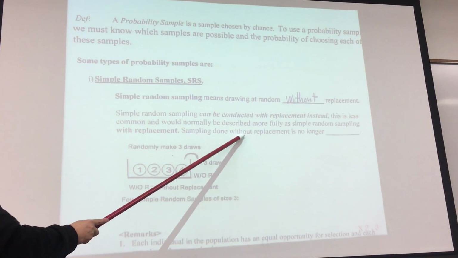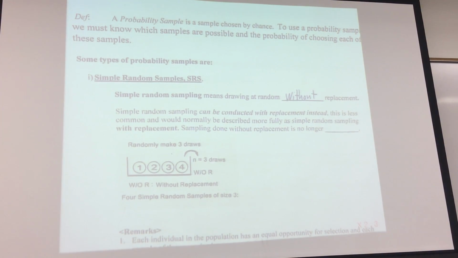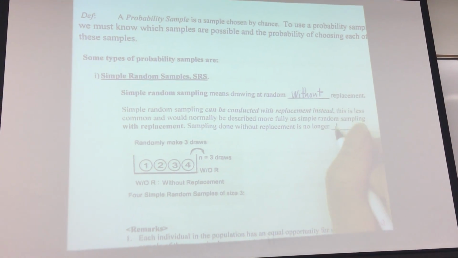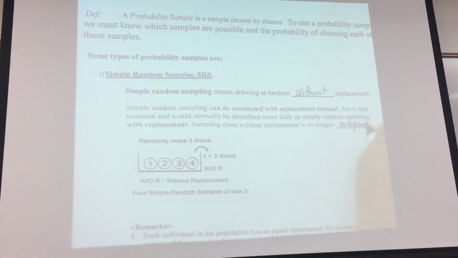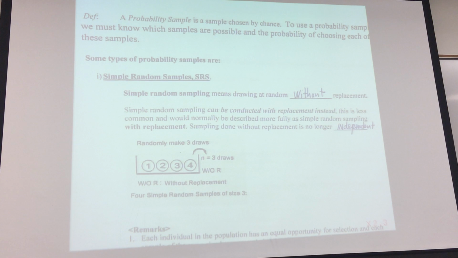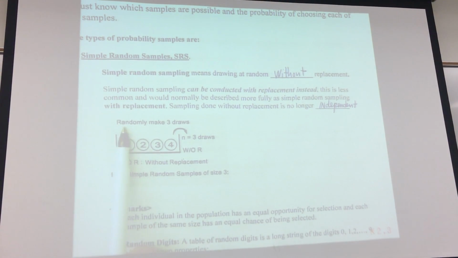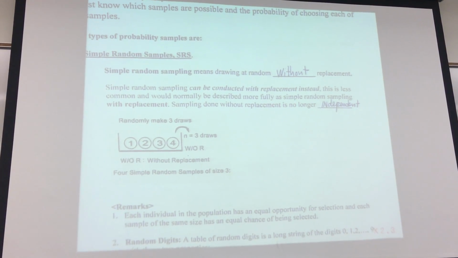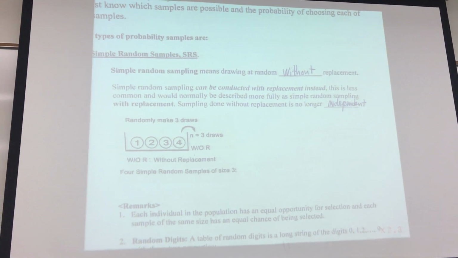Sampling done without replacement is no longer what? Is no longer independent. This is a very important concept, okay? So let me explain. Look at this box here, okay? Let me draw it on a separate piece of paper so you may follow the patterns, okay?